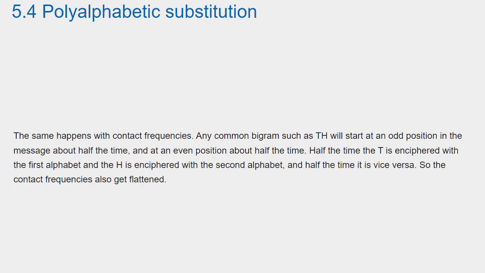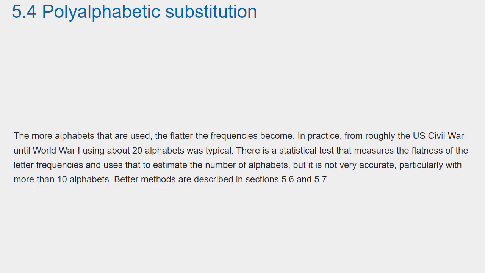The same happens with contact frequencies. Any common bigram, such as TH, will start at an odd position in the message about half the time, and at an even position about half the time. Half the time the T is enciphered with the first alphabet, and the H is enciphered with the second alphabet, and half the time it is vice versa. So the contact frequencies also get flattened. The more alphabets that are used, the flatter the frequencies become.